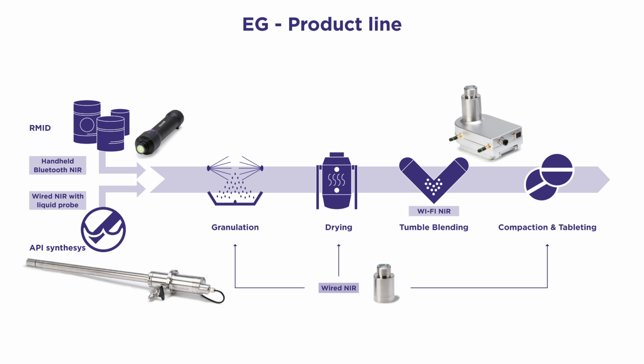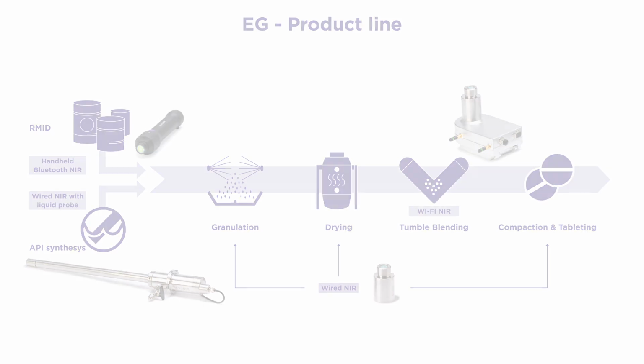We can start from API process monitoring and solvent recycling with the new NIR called PAT-L. Move to the OnSite-W, which is a lightweight portable system for raw material identification, and like in this webinar, a PAT-U and a PAT-W applied to granulation, drying, blending, and tableting.